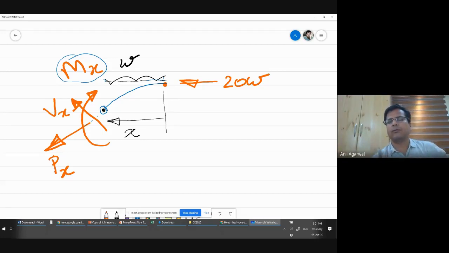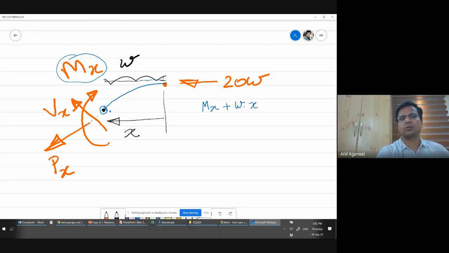Now we know from Newton's first law that for this system to be in equilibrium, the summation of all the moments on this system should be equal to 0. So which are all the moments acting on this system? First is Mx, in the counterclockwise direction, and I'm calculating moment about point x.